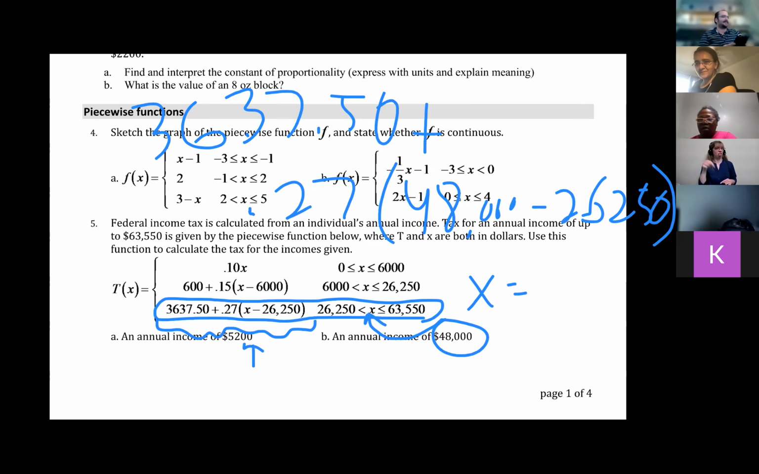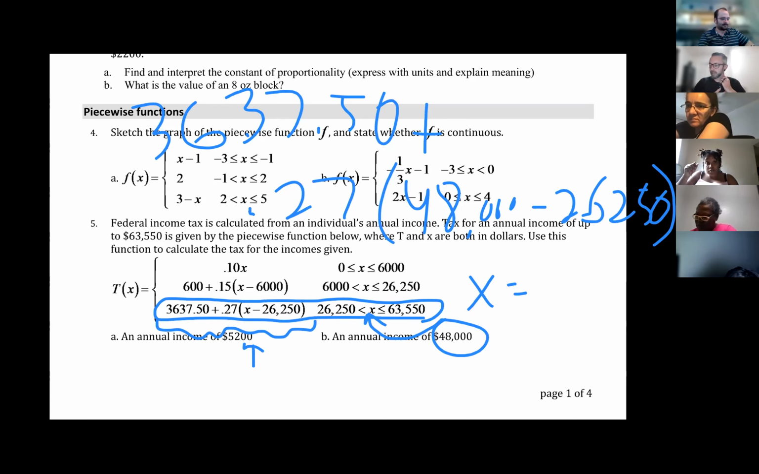This is 48,000. I got 9509 and 9,510. Okay, so I'm getting something like that. This legible one here, 36. No, it doesn't work.